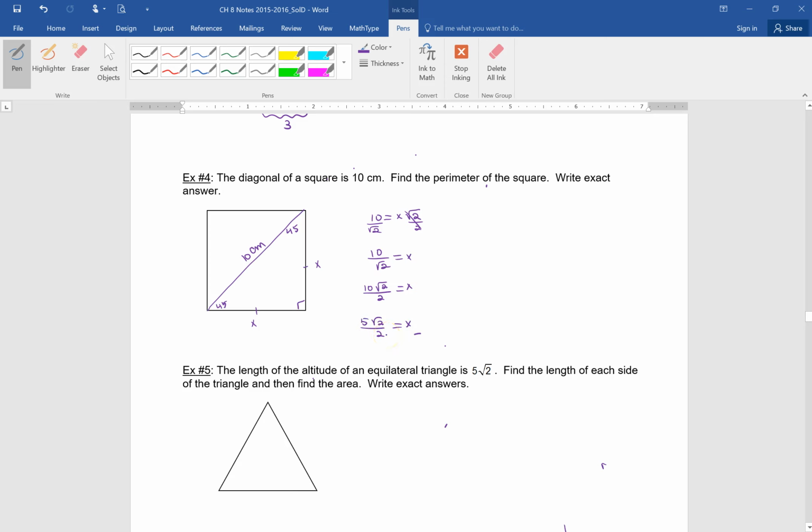Am I done? Now I need to do what? Now I need to find the perimeter. It's 5 radical 2, you're right. So the perimeter is 4x, which is 4 times 5 radical 2. So it's 20 radical 2 centimeters. Okay?